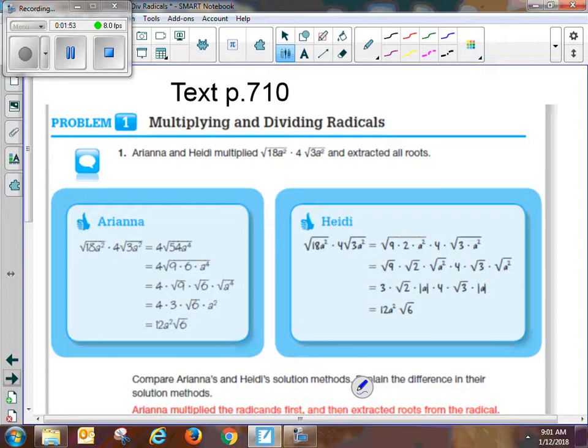Once she said 18 times 3 was 54, she said, when I see 54, I see the perfect square 9 times its other factor 6. You know the square root of 9 is 3. You do not know the square root of 6. Do you know the square root of a to the 4? Yes, a squared. Voila, she was done. Question?